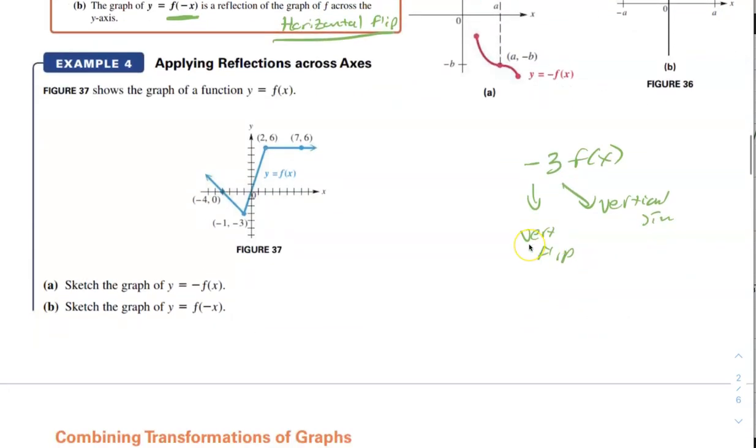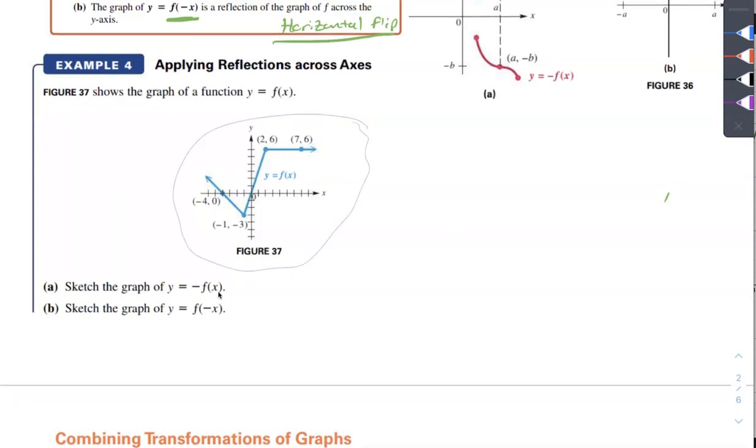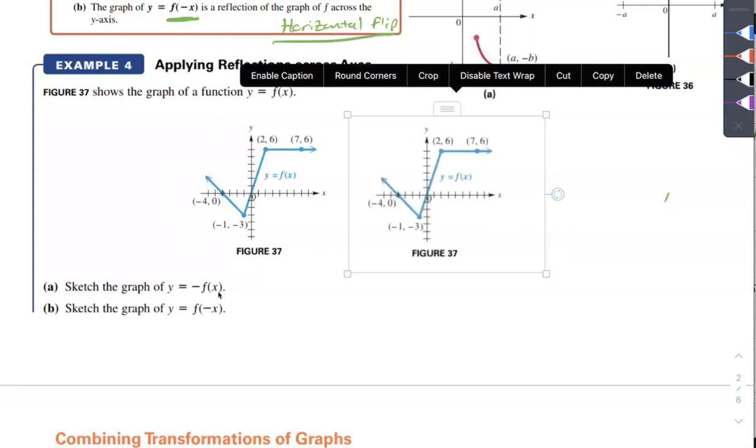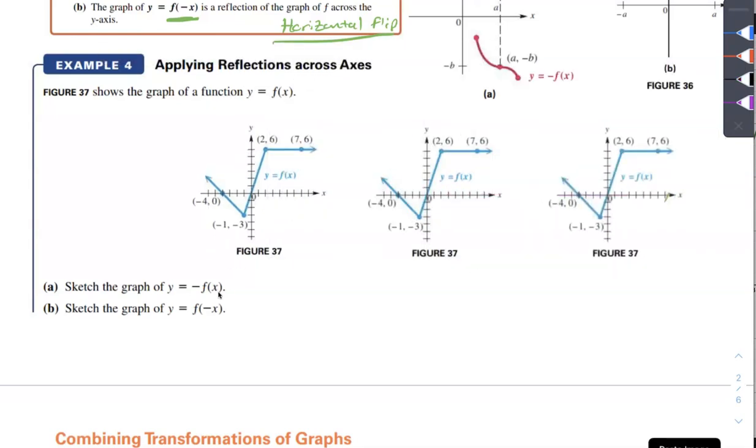So let's do an example here. Sketch the graph of y equals negative f of x. So we're going to do that here. Actually, can I do this? Let's do some magic. I need two of them. I'm going to do two of them. There we go. Nice. Okay. I need a different color. I want them to contrast. So let's do this one first. Let's do y equals negative f of x.